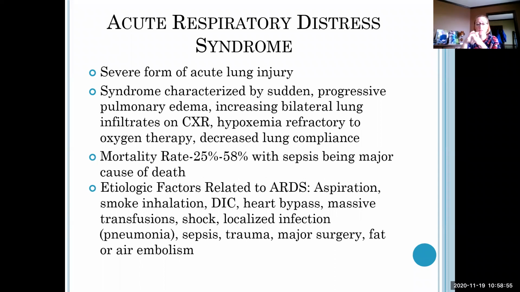The mortality rate is high, 25 to 58%, with sepsis being a major cause of death. Etiological risk factors related to ARDS: aspiration, smoke inhalation, DIC, heart bypass, massive transfusions, shock, localized infection, pneumonia, sepsis, trauma, surgeries, and fat or air embolism. I mean, anything can cause a patient to go into ARDS essentially.